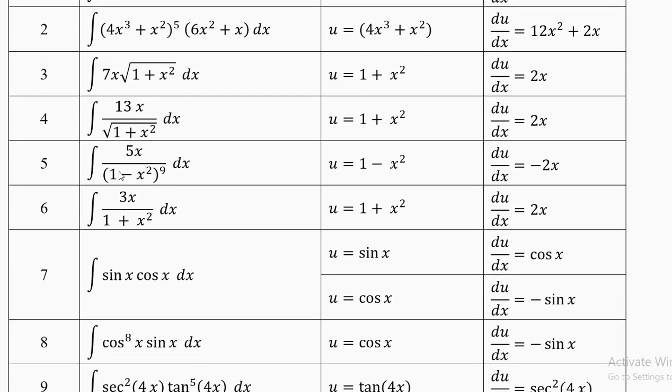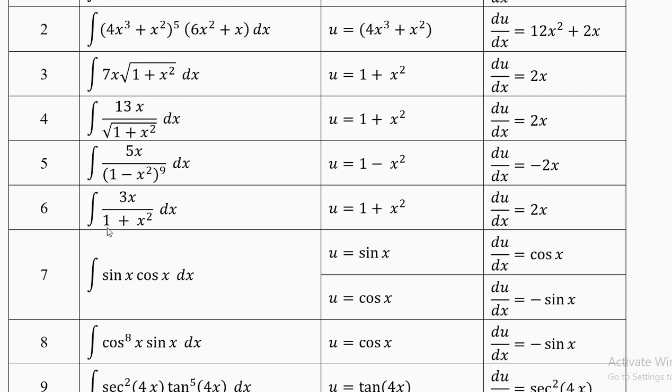Example 5. You have 1 minus x square whole power minus 9. Actually, when you take it up, it will become minus 9. And u equal to 1 minus x square, what is coming inside? And du by dx is minus 2x, not plus 2x. It is 0 minus 2x, which is minus 2x.